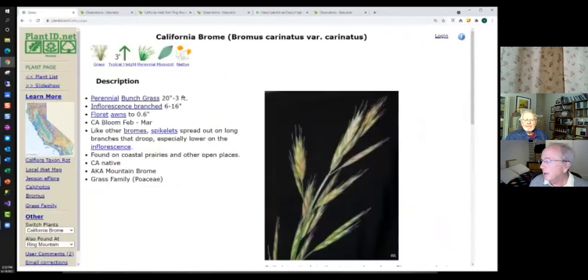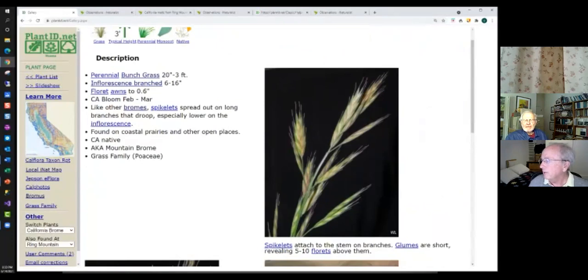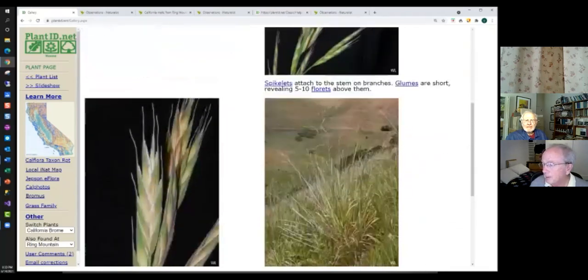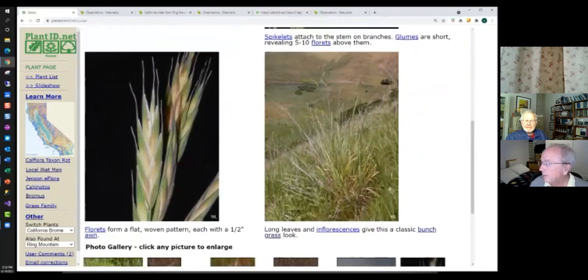And it's got these beautiful spikelets. Remember, the spikelet has two glumes at the base and then one-to-many florets, sometimes with awns. And that's what we have here. We have two glumes. And then if you count the awns, you see that you have about 10 spikelets in this woven pattern. Very pretty. Here you can see it closer up. So it has long leaves, and the inflorescence gives you this nice classic bunch grass look.